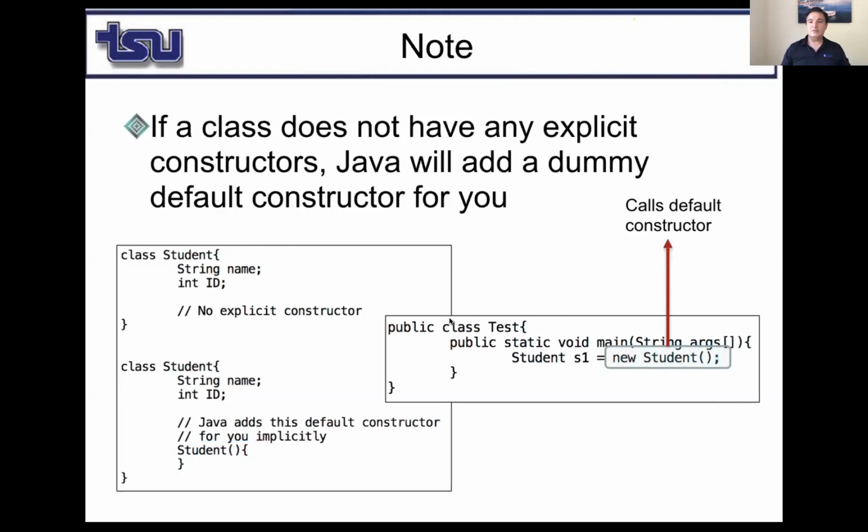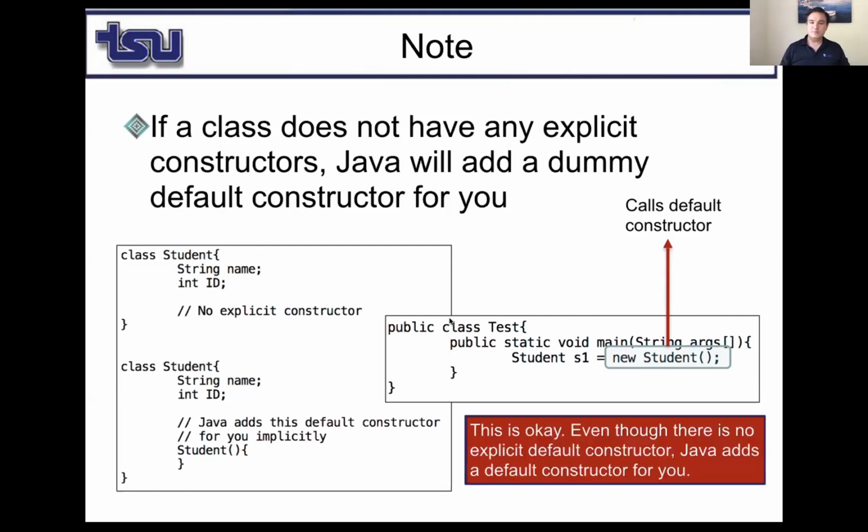Okay, very good. So that new Student parentheses calls the default constructor. This is okay. Even though there is no explicit default constructor, Java adds a default constructor for us in this case.